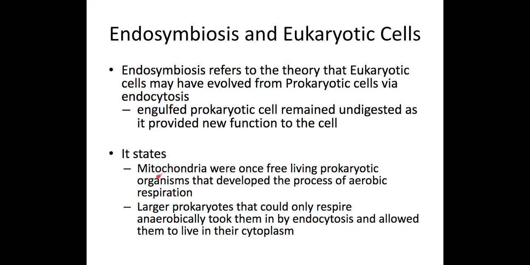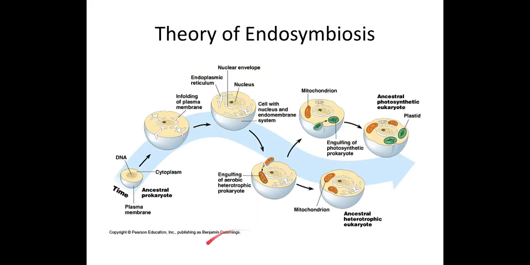The theory states that mitochondria were once free living prokaryotic organisms that developed the process of aerobic respiration. It is theorized that larger prokaryotes that could only respire anaerobically took them in by endocytosis, engulfing them and allowing them to live in their cytoplasm, as they provided a new function for the larger prokaryotic cell. And here's a diagram that really just emphasizes the theory of endosymbiosis and its correlation to present day eukaryotic cells.